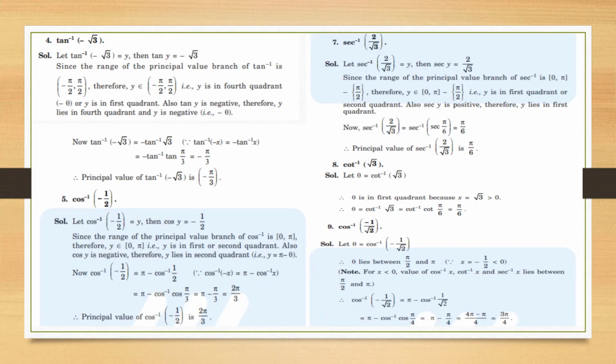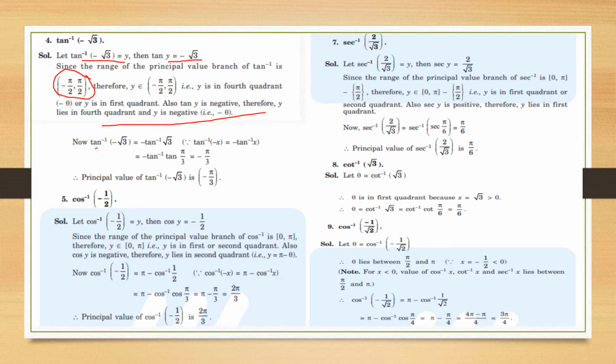Tan inverse minus root 3. Now see here again a negative sign is there. So let tan inverse minus root 3 equal to y. So tan y is minus root 3. Now the range of principal value branch of tan inverse is the open interval minus pi by 2 to pi by 2. So therefore y is in either the fourth quadrant or the first quadrant. Now as tan y is negative, it is in the fourth quadrant as y is negative, right? Or it is minus theta. So this is just for understanding purpose.